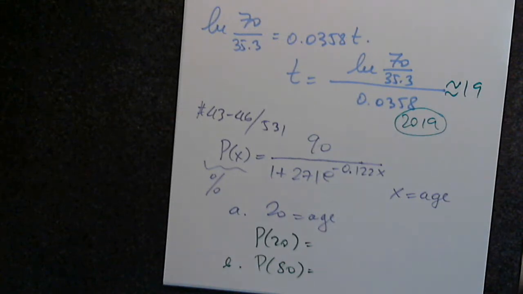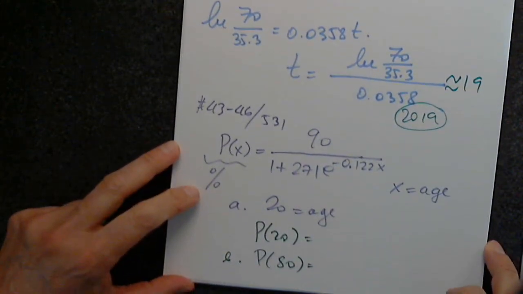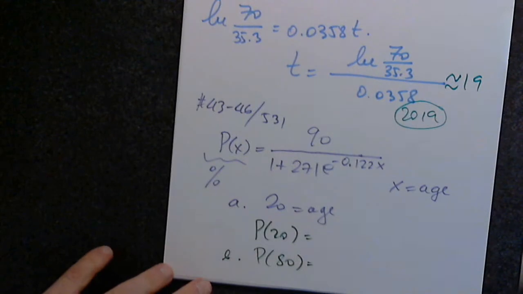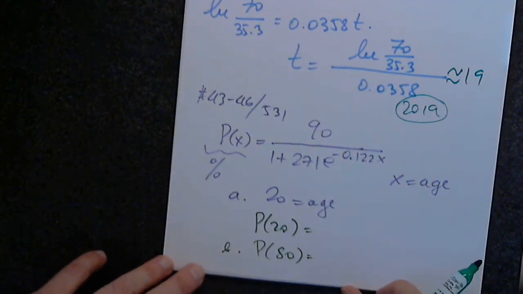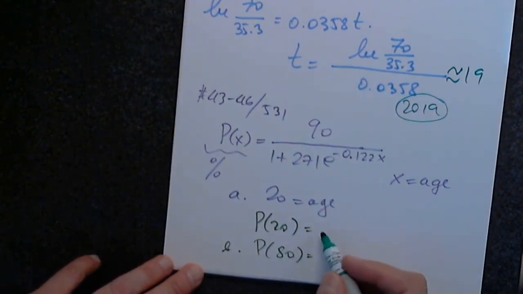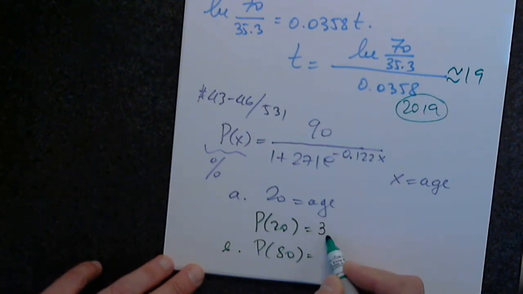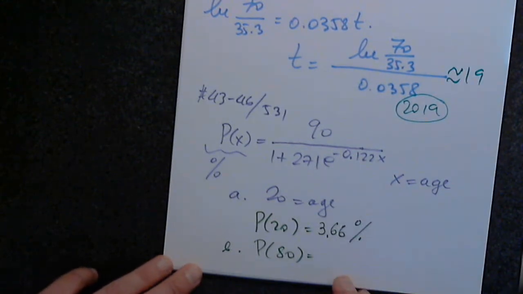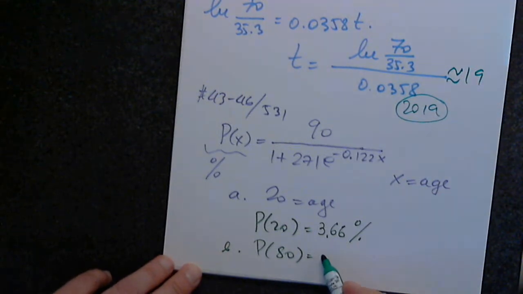So at your age of 20, according to the model, how many at that age have some coronary heart disease? About roughly 3.66%. What about 80? How many of the 80-year-olds? 88.6%.